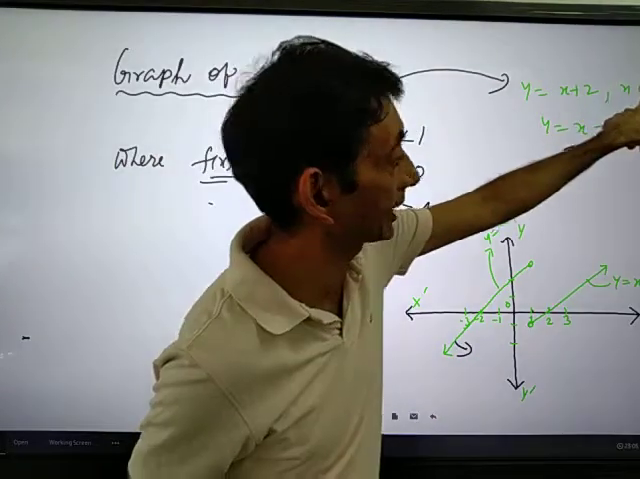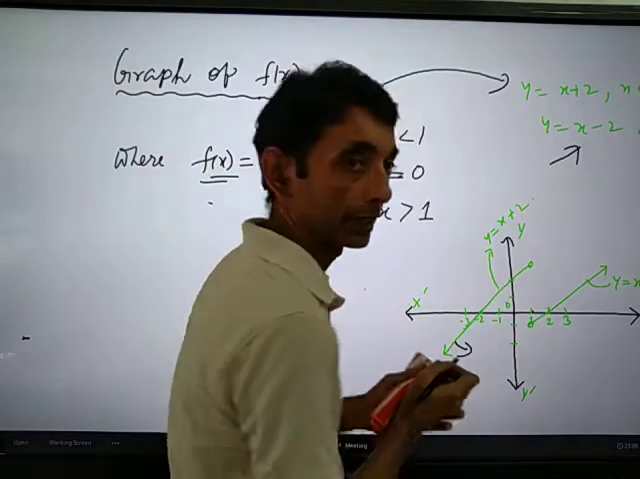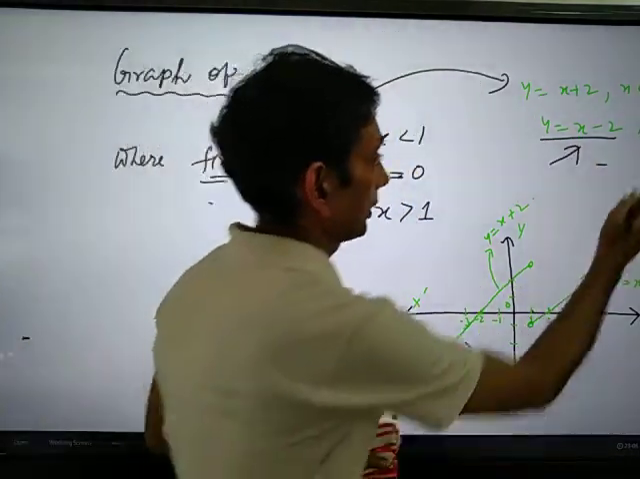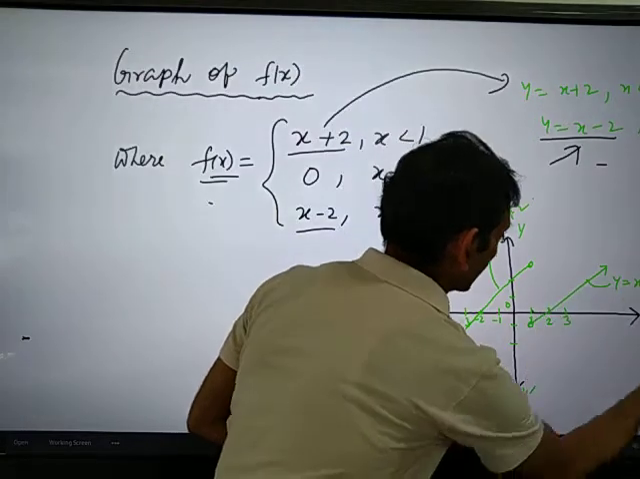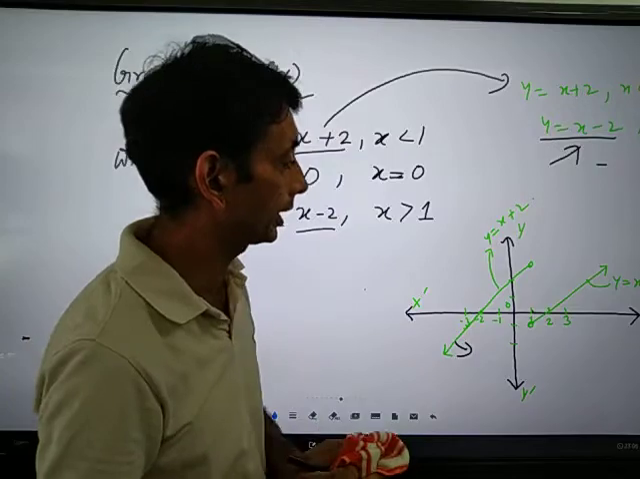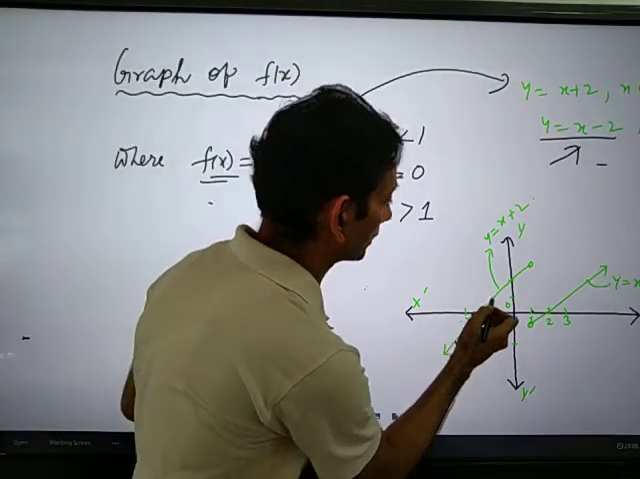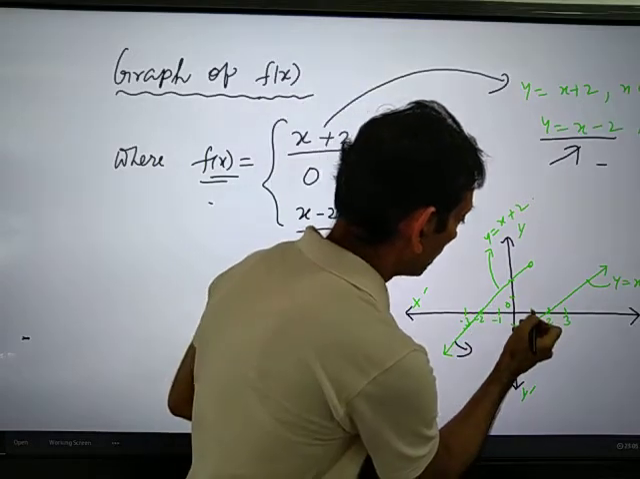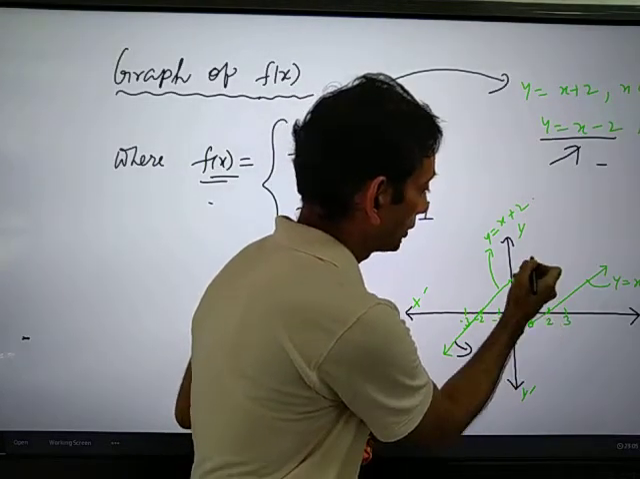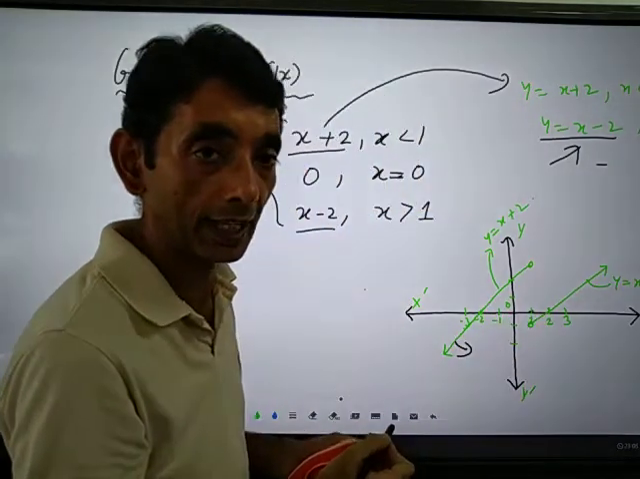Here the domain is x less than 1. So that means for x less than 1, the graph will be like that. And if you draw the graph y equal to x minus 2, your domain will be x greater than 1. We can keep drawing the graph, but the moment we approach 1, there will be a break. There will be a discontinuity at x equal to 1.